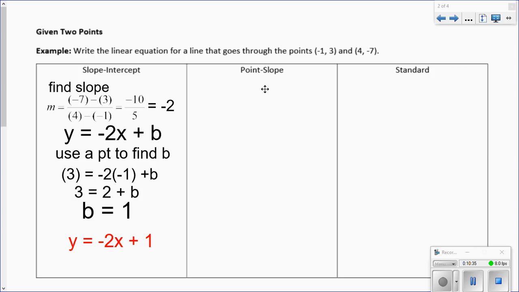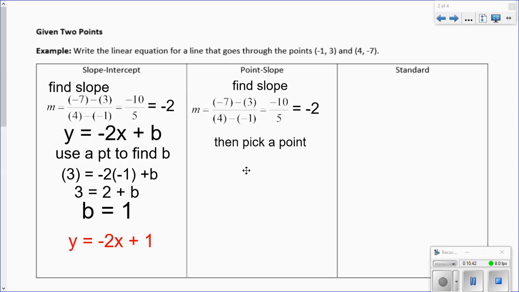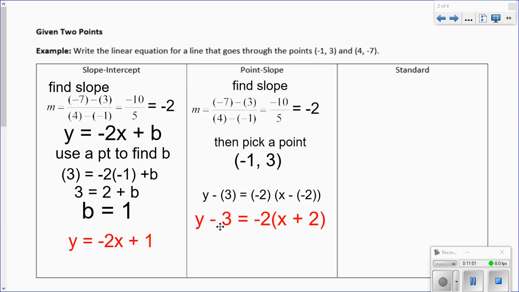For point slope, I need to find the slope, which luckily I've already done. m equals -2. Now that I have that, I just need to pick a point to actually plug in for x1 and y1. It doesn't matter which one you pick. So again, I'll pick the first one, -1 and 3. I have my x1, I have my y1, I have my m. Plug that into your equation, simplify any double negatives going on. So y minus 3 equals -2x plus 2. Done.